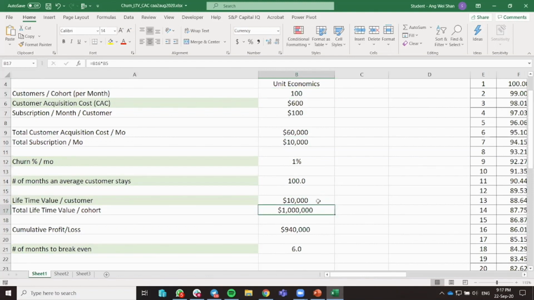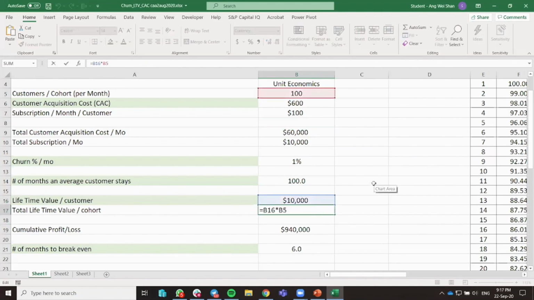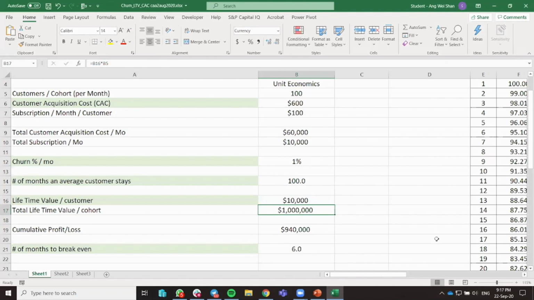So how do I get $1 million? I take $10,000 multiplied by 100. $10,000 multiplied by 100, that's how I got $1 million here. Okay, so far so good. If you guys can get it, just give me a thumbs up. You can use the Zoom emoticon to let me know.